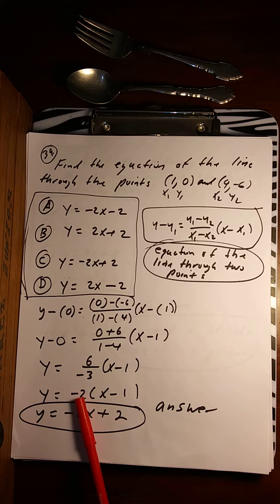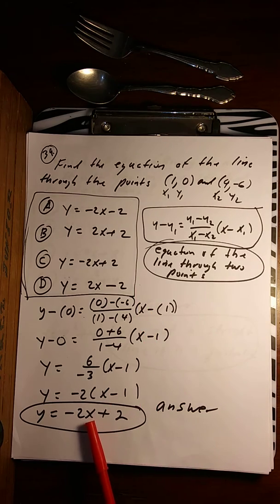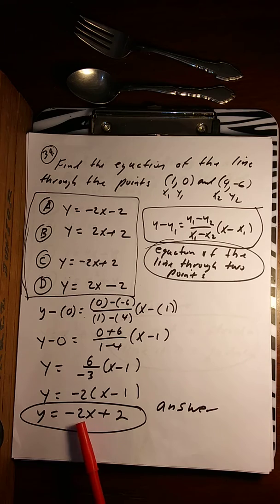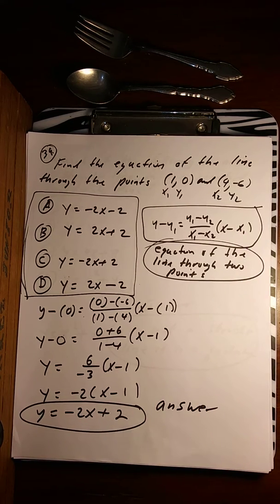And negative 2 times that is negative 2x. That times that is going to be a positive 2. So this is the answer. Check it. Put 1 in there. 1 times negative 2 is negative 2, and 2 is 0. Put a 4 in there. 4 times that, negative 8. Negative 8 plus 2 is negative 6. So it's correct.